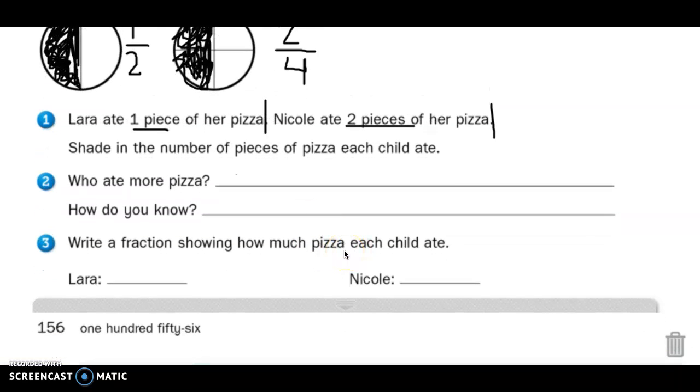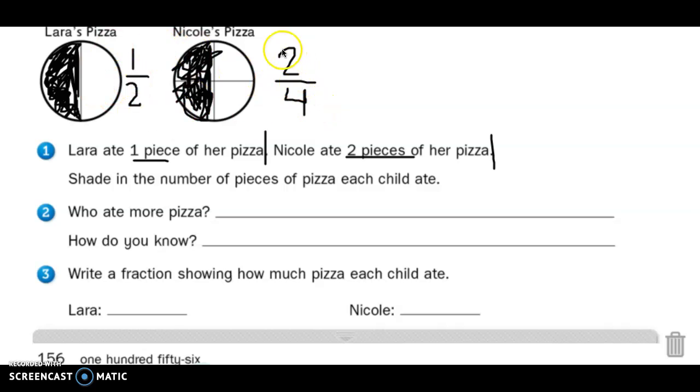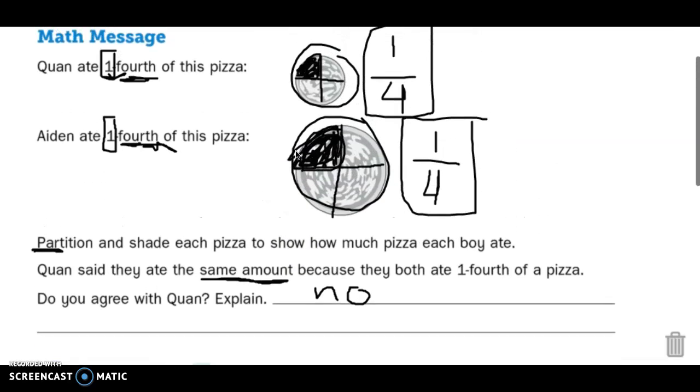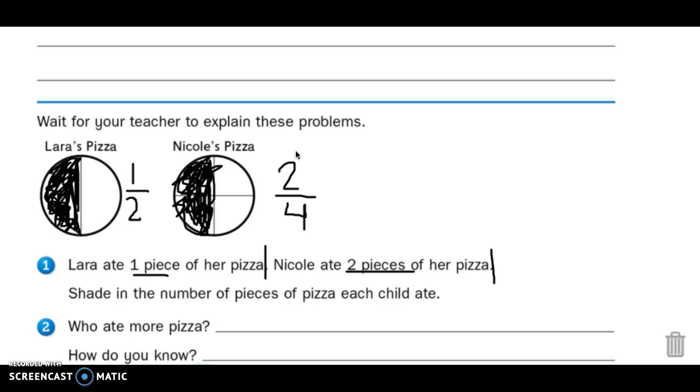And then number 3 says, write a fraction to show how much pizza each child ate. Well, I already gave you that answer, so you can go ahead and put that down. Write the fraction of how much pizza each child ate. And we know how much they ate because the black shaded in part that I have is what they ate. And here's our fraction. All right, so go ahead and do this whole page first on Seesaw. Then turn this in. Remember, add the green plus button for a response. Then go ahead and find Math Journal.